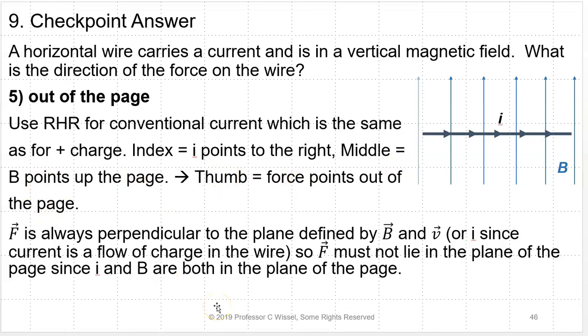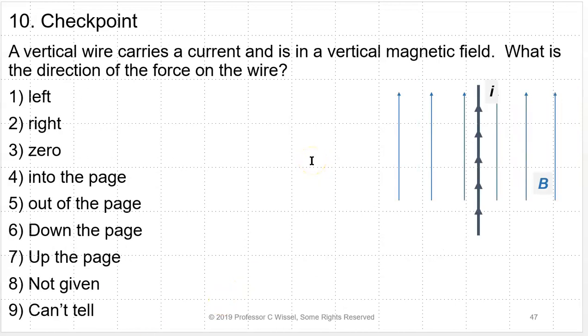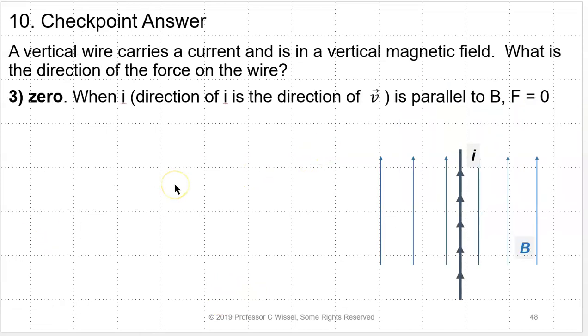And by the way, force is always perpendicular to the plane defined by B and V, or in this case, I. So F must not lie in the plane of the page since I and B are both in the plane of the page. A vertical wire carries a current in a vertical magnetic field. What is the direction of force on the wire? It's 0. When the direction of I is in the direction of B, in other words, they're parallel, your index finger and your middle finger are going to be parallel to each other.